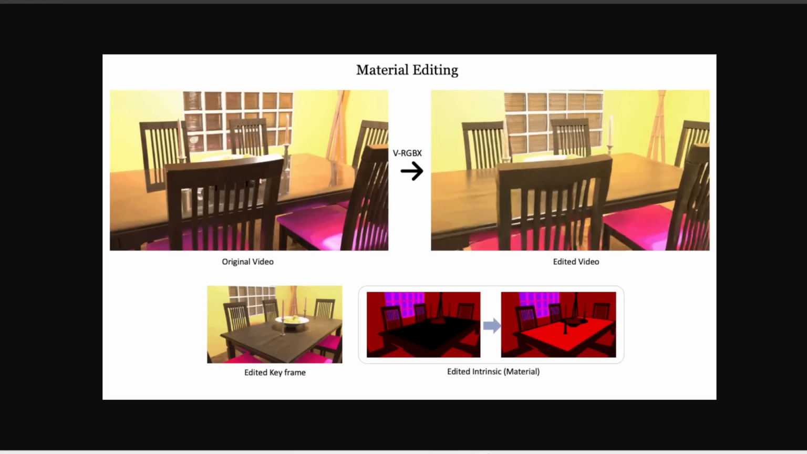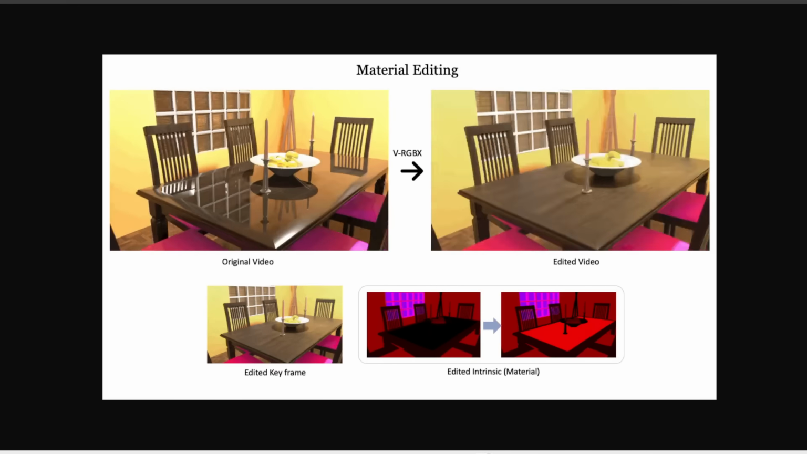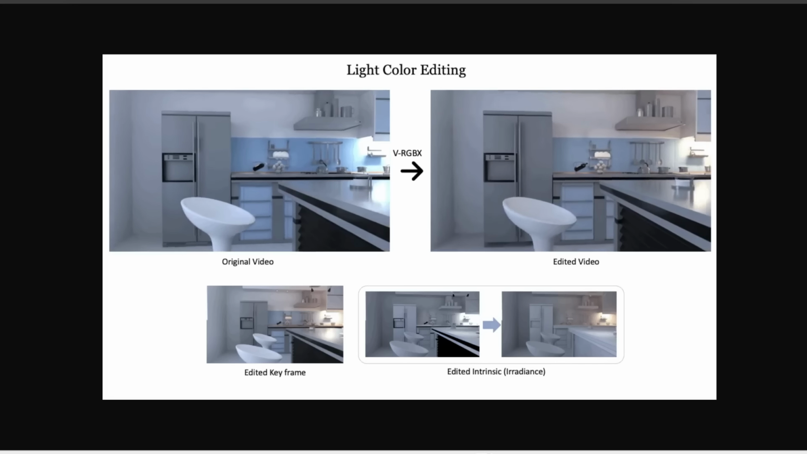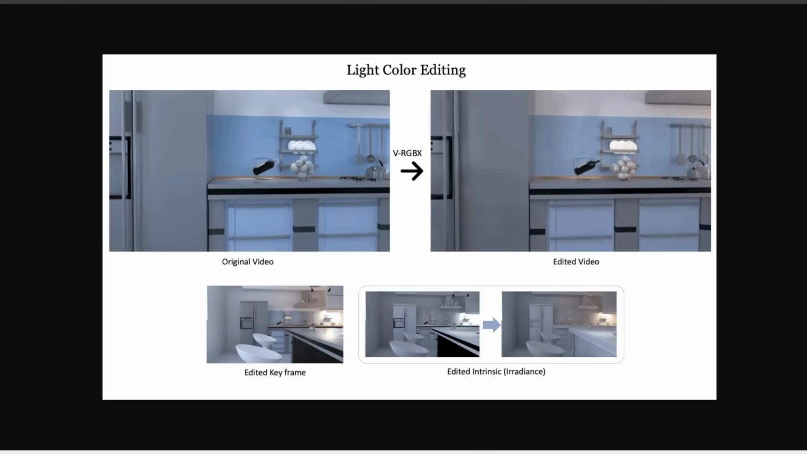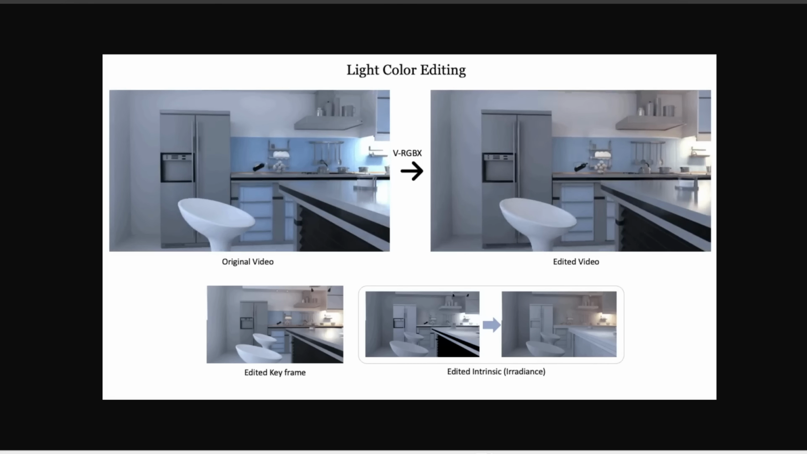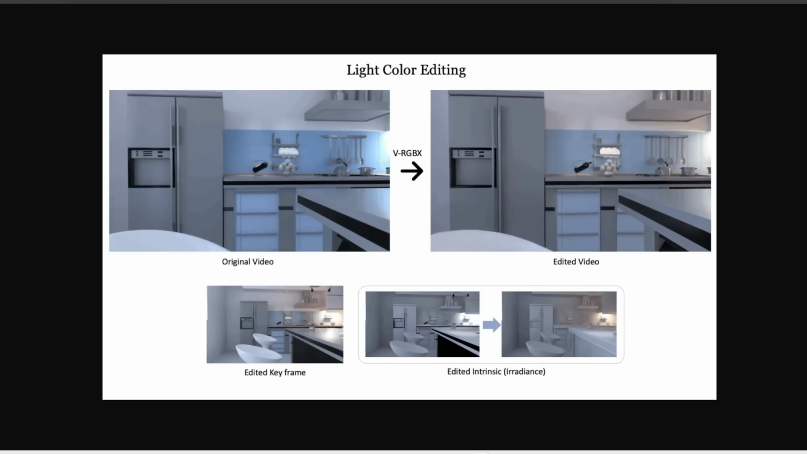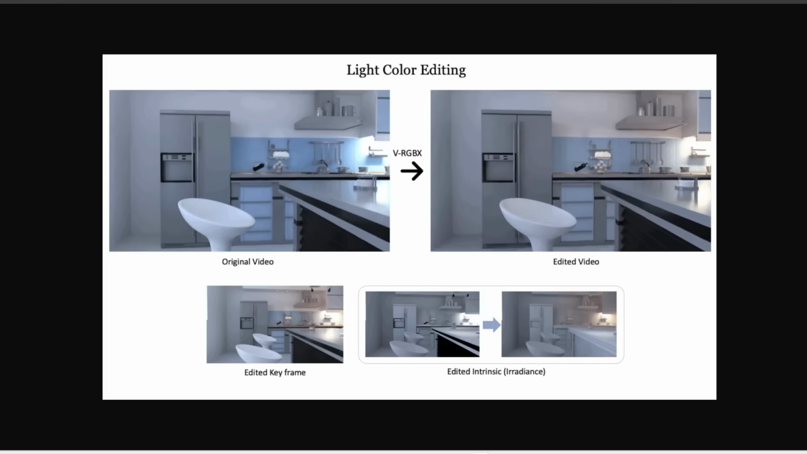So here, for example, we can make the chairs and the table less reflective like this. And then irradiance is basically like controlling the light in the scene. So for example, you can change the lighting of this original video, which is a colder color, to a much warmer yellow light like this, while keeping the rest of the scene consistent.